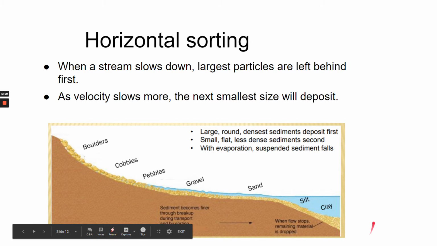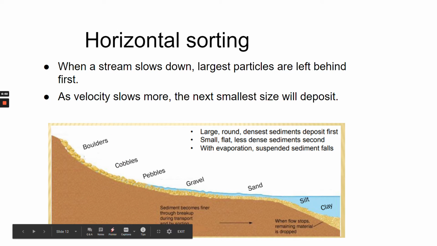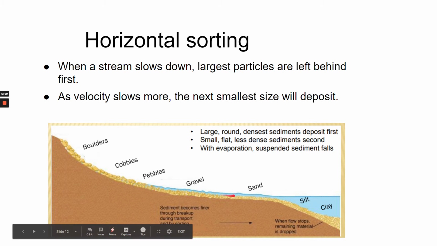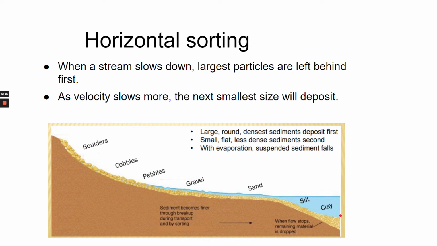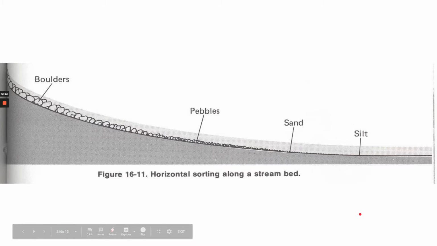So this typically happens when a river meets a slow-moving body of water like an ocean. You have a velocity in a river, a speed, it's moving relatively fast, and then it starts to slow down. So the largest particles are going to be deposited first, all the way out to the smallest, which is clay. Here's just another example of that.